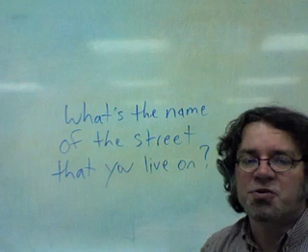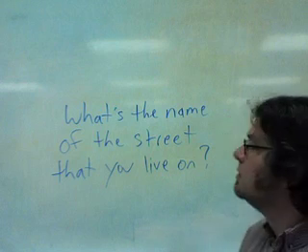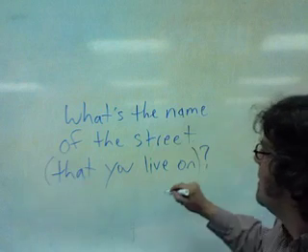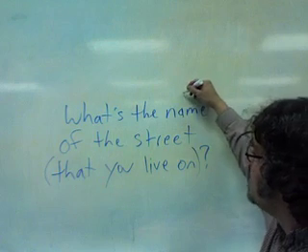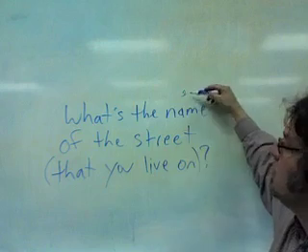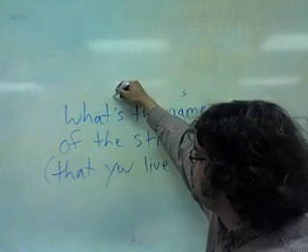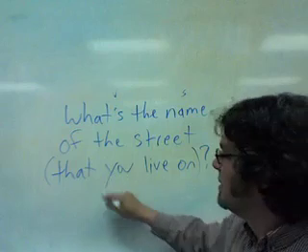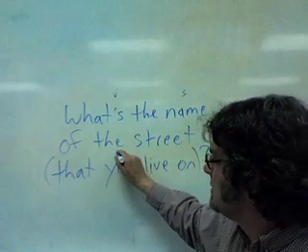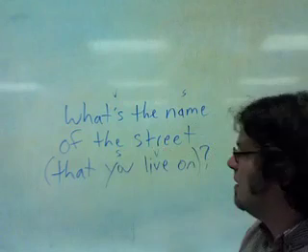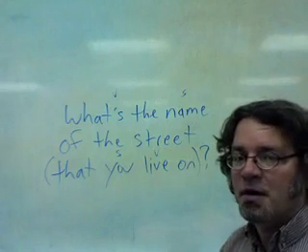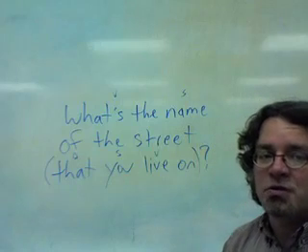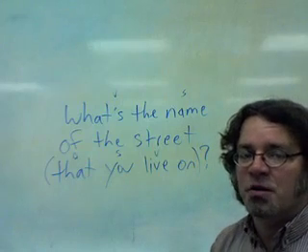What's the name of the street that you live on? So here's the adjective clause. This is the subject for the main clause. This is the verb that matches name. Here's the adjective clause, and it also has a subject and a verb, live. That functions like an object in the question. What's the name of the street that you live on?